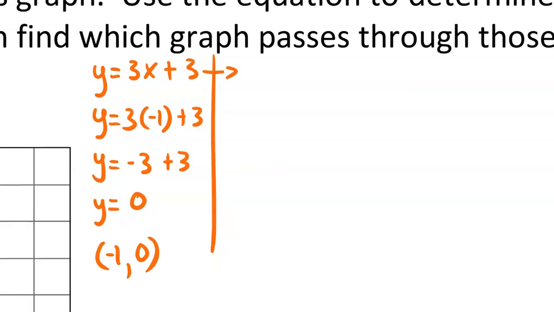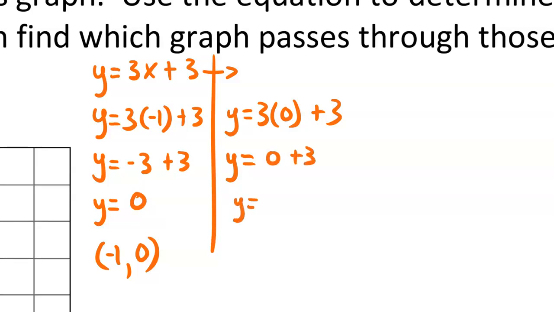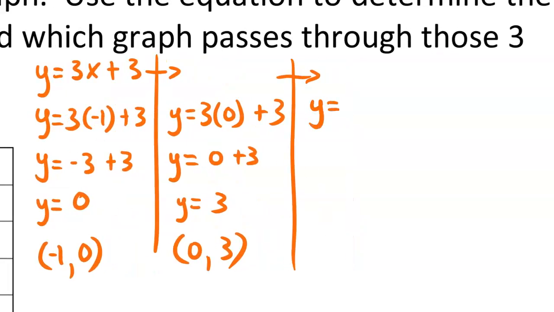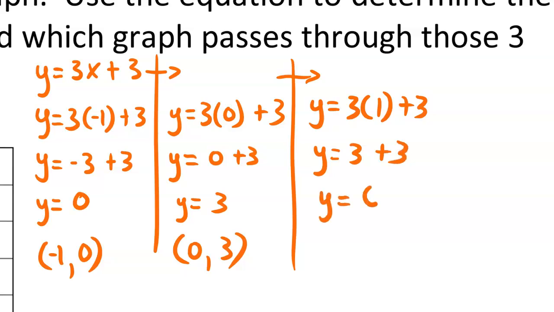Same equation. Y equals 3 multiplied by 0 plus 3. Y equals 0 plus 3. Y equals 3. So when x was 0, y was 3. Last one, same equation. Y equals 3, now we're multiplying by 1, plus 3. Y equals 3 plus 3. Y equals 6. So when x was 1, y was 6.